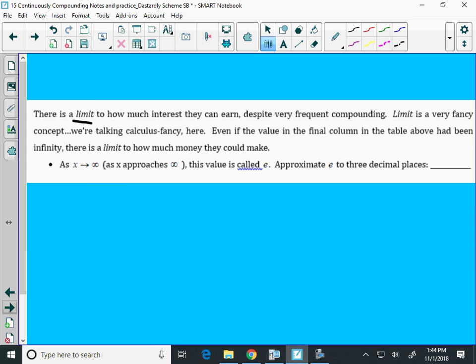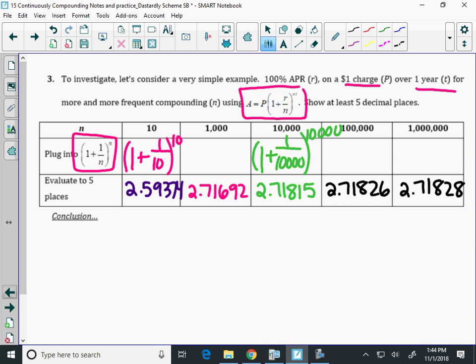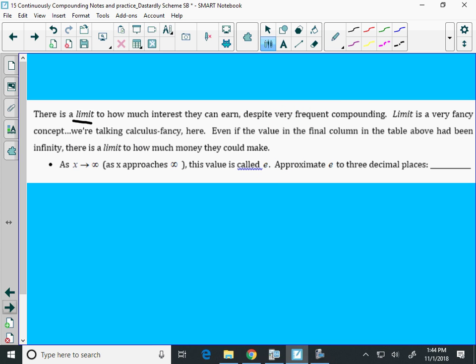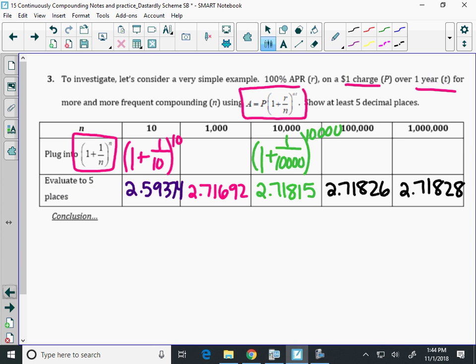But basically, as x approaches infinity, so as we make these numbers in this table bigger and bigger and bigger towards infinity, the numbers down here that we evaluate get close to Bobby's favorite number, e. e is about 2.718. That's what we were getting. If you look here, we have 2.718, 2.718, 2.718. We got real close to e.